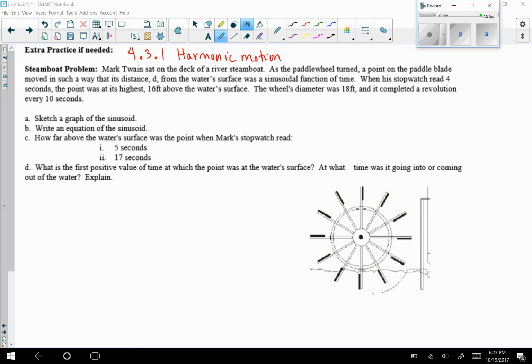Section 4.3.1, harmonic motion. This is just an extra warm-up problem that I'm going to go through if you feel like you need some extra practice. This is the steamboat problem. Mark Twain sat on the deck of a river steamboat.